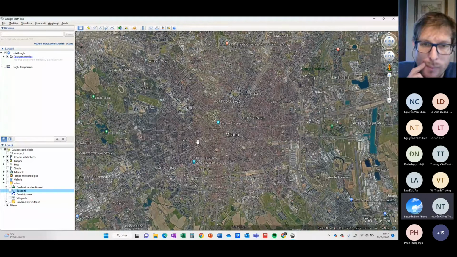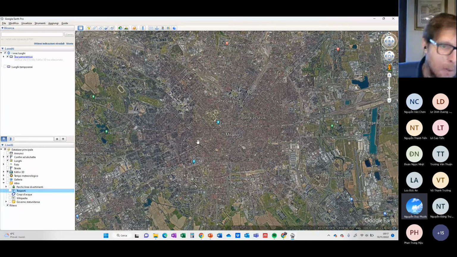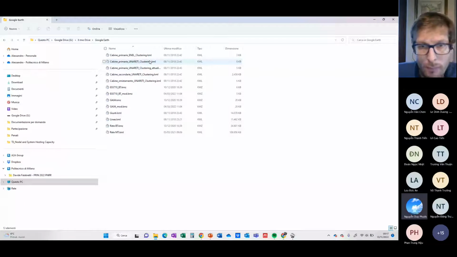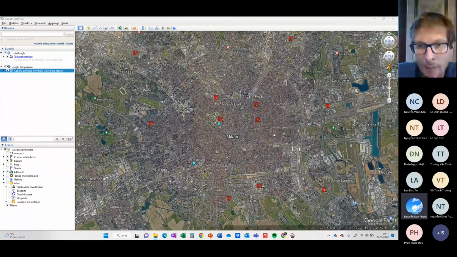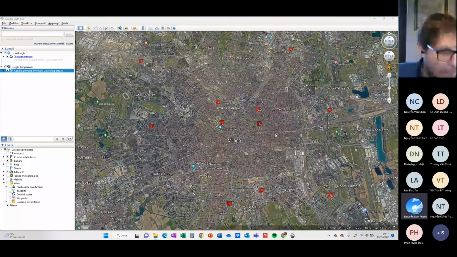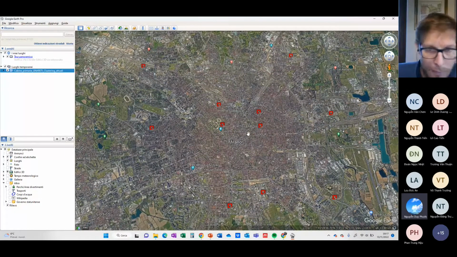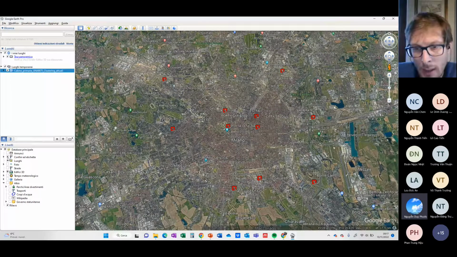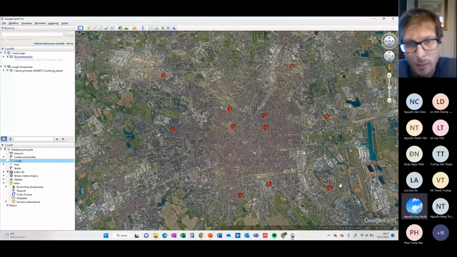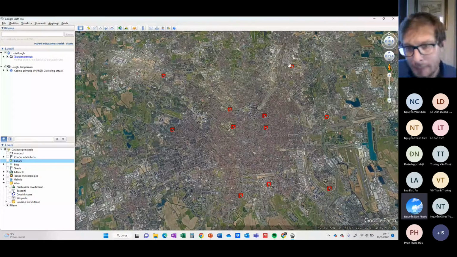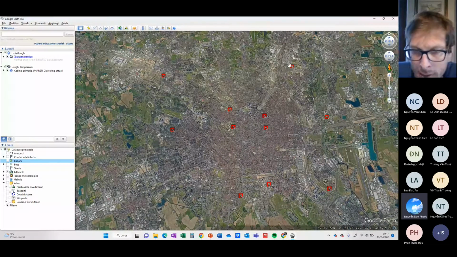Maybe more than 100. So more than 100 primary substations from high to medium. Okay. Basically just 11. Okay. So the city of Milano is supplied just by 11 primary substations, which are the squares you are seeing now.